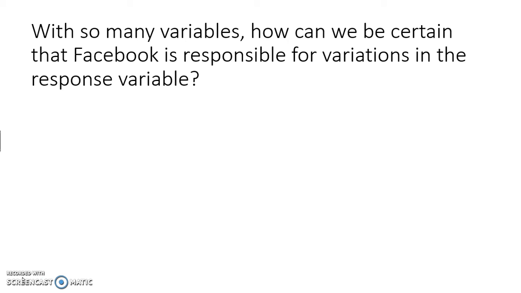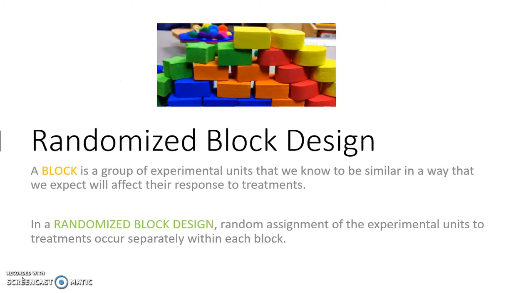Let's say researchers decide that they believe individuals who were accustomed to posting on Facebook might respond differently to the treatment from people who rarely post, but mostly browse Facebook. In this case, researchers would carry out a randomized block design.